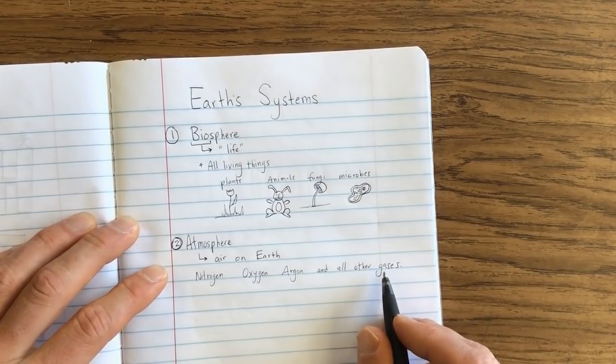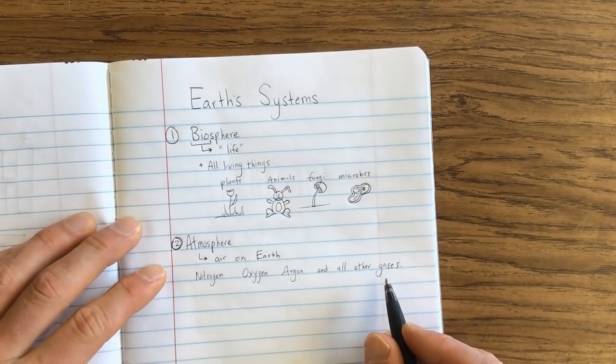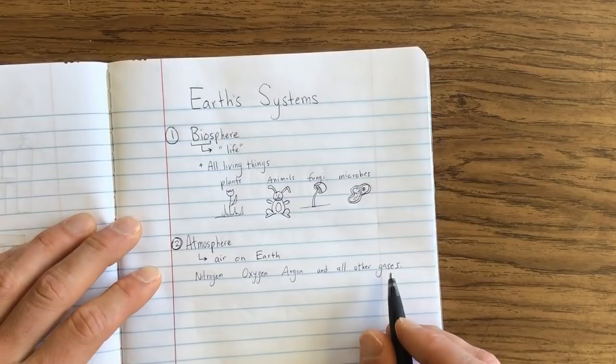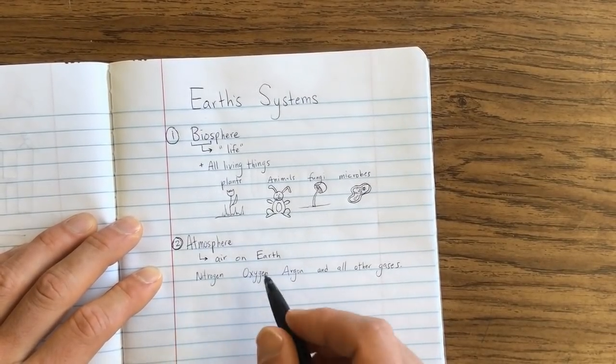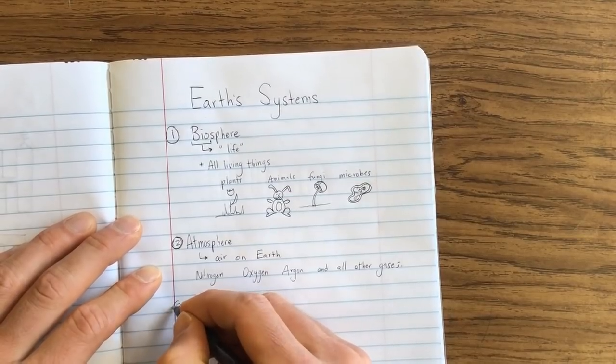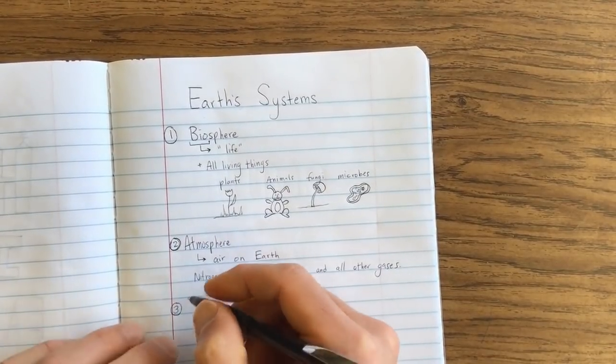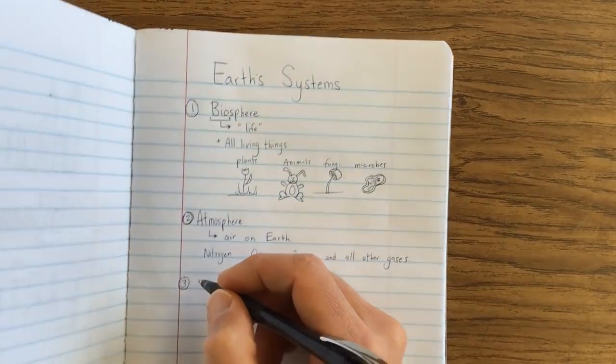When exhaust comes out of the car, when you burp, you're also contributing to the atmosphere with that foul taste that comes out of your mouth. But it's just all of the planet's air. The third sphere is the hydrosphere.